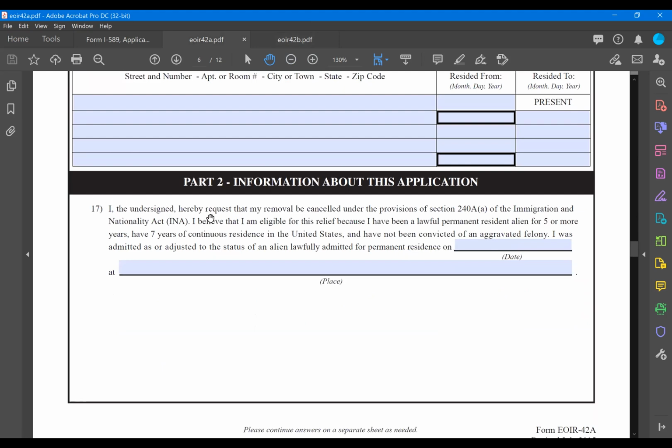This is a statement saying that the person wants their removal to be canceled and they believe they're eligible. Here are the elements. I've been a lawful permanent resident for 5 or more years. I have 7 years of continuous residence, and I have not been convicted of an aggravated felony. And then you put the information about where the person was admitted for permanent residence. Consult the consultation notes for this information.